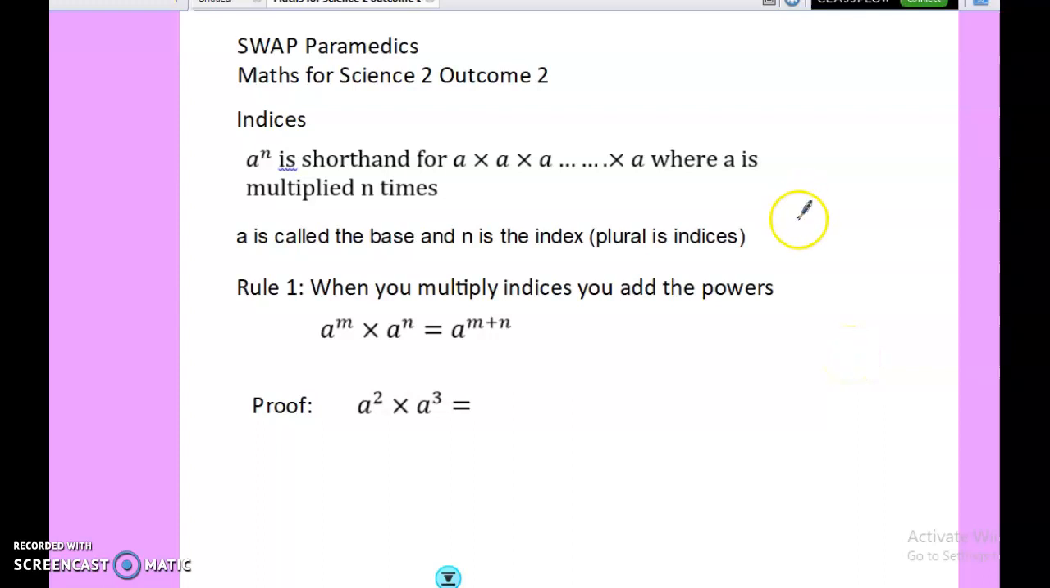Okay, we're going to start outcome 2 then. Now, outcome 2 is all about algebra. And the first topic we're going to look at within algebra is indices.